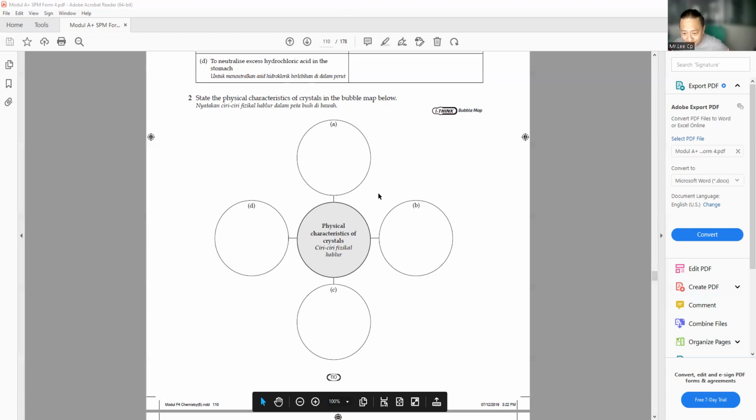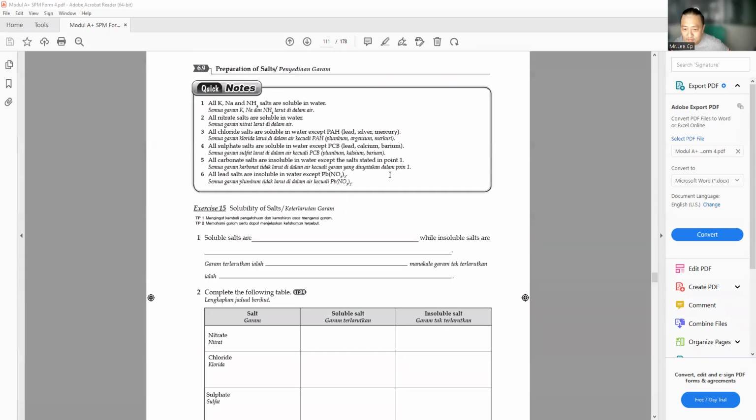Huh? That one you have to memorize. The shape, it has a geometric shape like cuboid. What shape does it have? You have to memorize. Okay, you have to go and read and memorize.